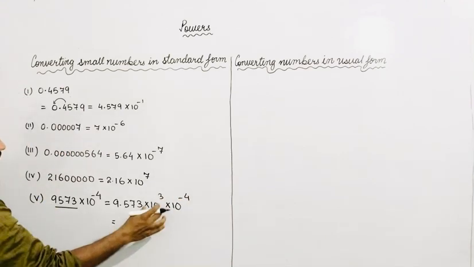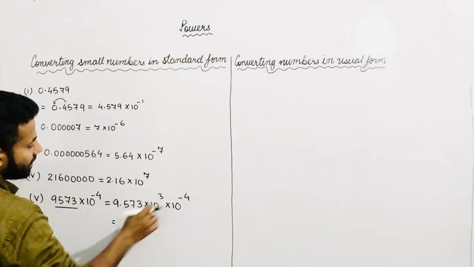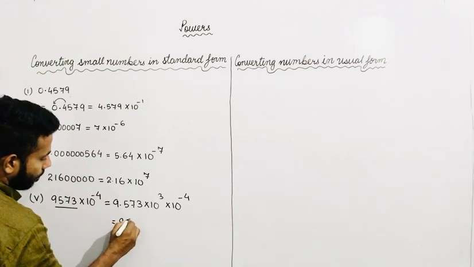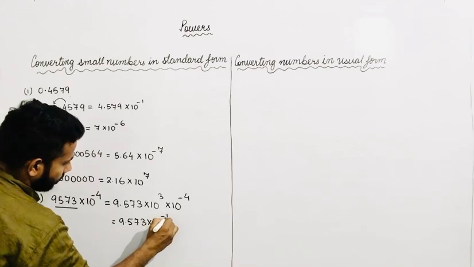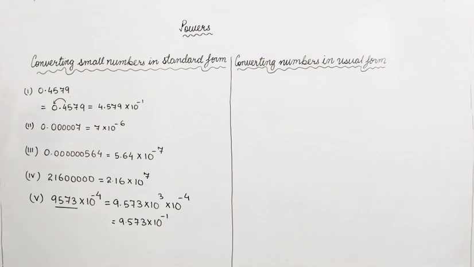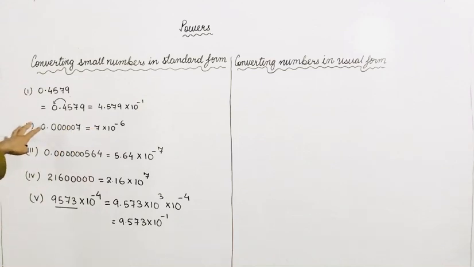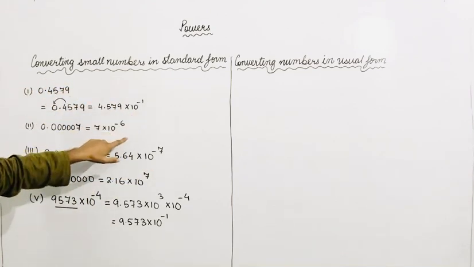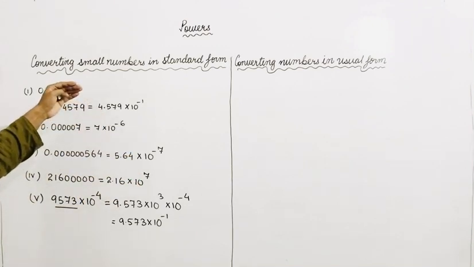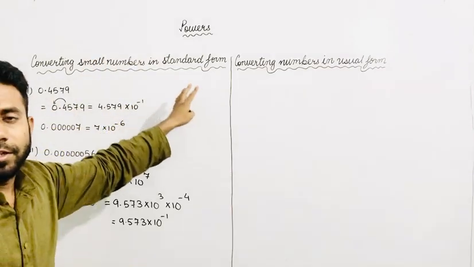So we have 10 to the power 3 into 10 to the power minus 4. When bases are the same, the powers get added. So it becomes 9.573 into 10 to the power minus 1. So this is how you convert small numbers into standard form. You must be seeing that you are converting the decimals into exponents. This has no exponent, here we have an exponent. So you are writing numbers in the form of exponents.